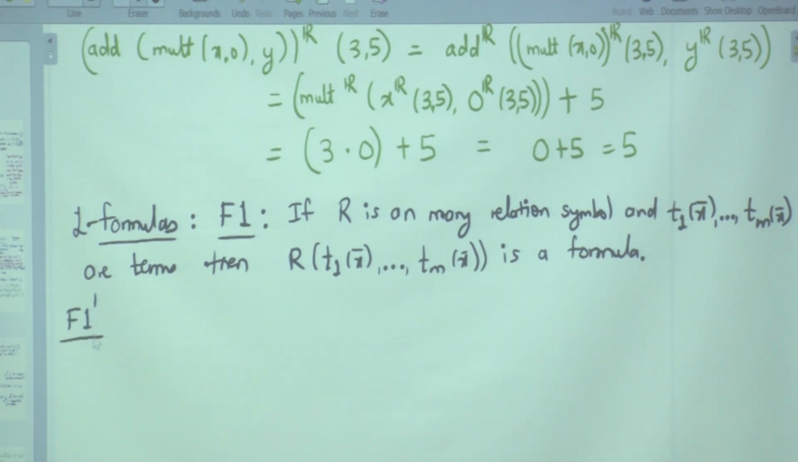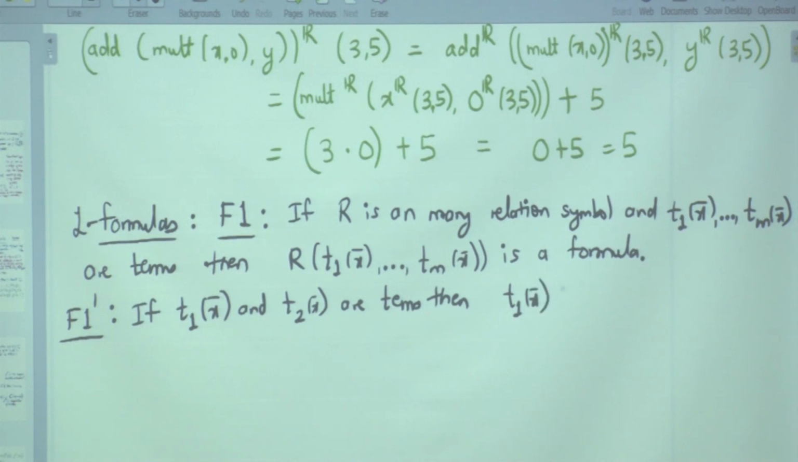There is F1 dash. Why F1 dash? Because we are not talking about any relation symbol from the language, but about the relation symbol from the meta language. There is only one. So if T1(x bar) and T2(x bar) are terms, then T1(x bar) equal to T2(x bar) is a formula.